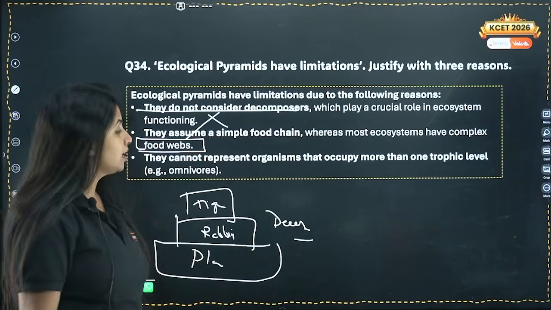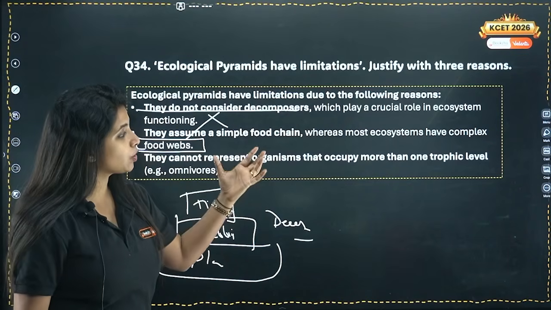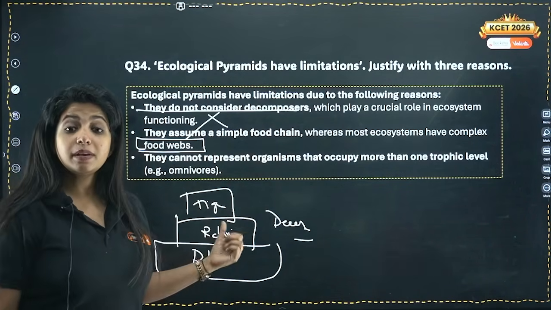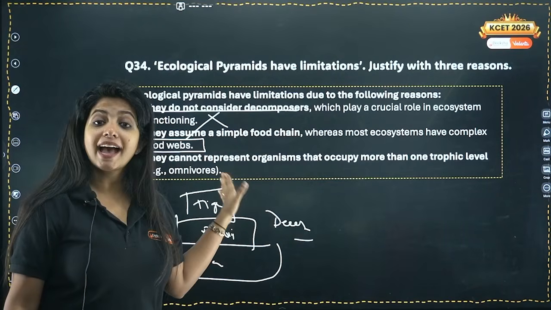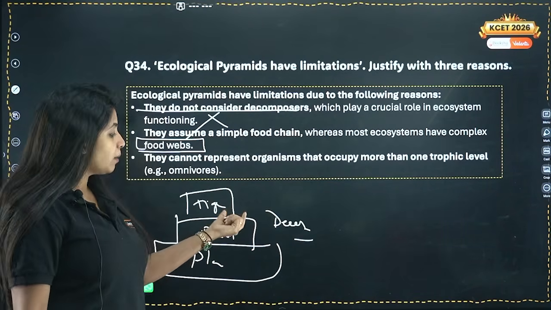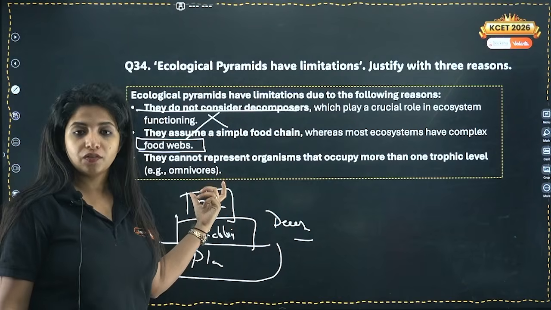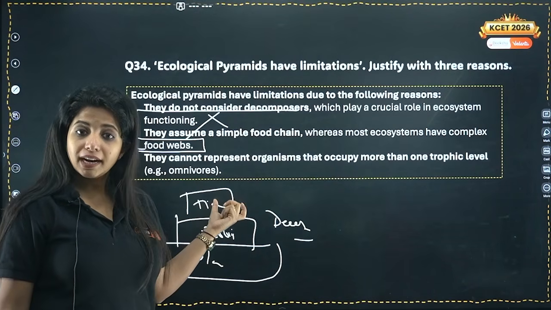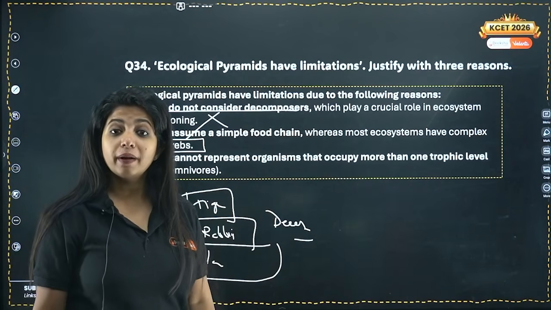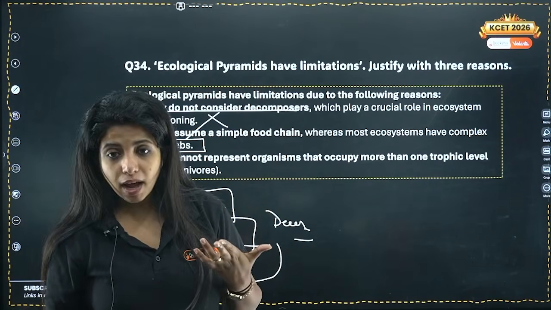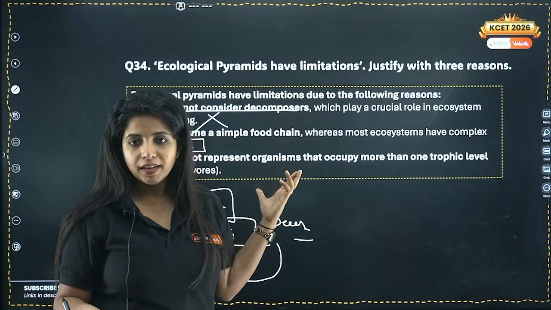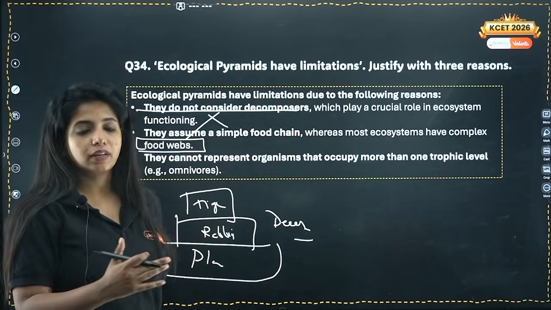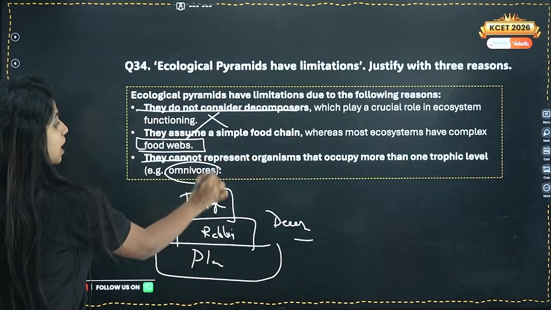Now, they cannot represent organisms that occupy more than one trophic level. For example, human beings. Human beings can eat plants. Human being can eat animals also. So in that sense, I can be either a primary consumer or a secondary consumer, right? So multiple trophic levels are being occupied by a single organism. That can also happen. But here, can we show that? No. So that is also one very big problem. For example, omnivores.